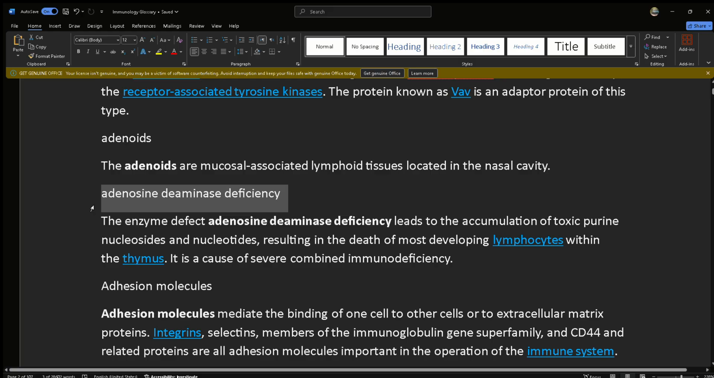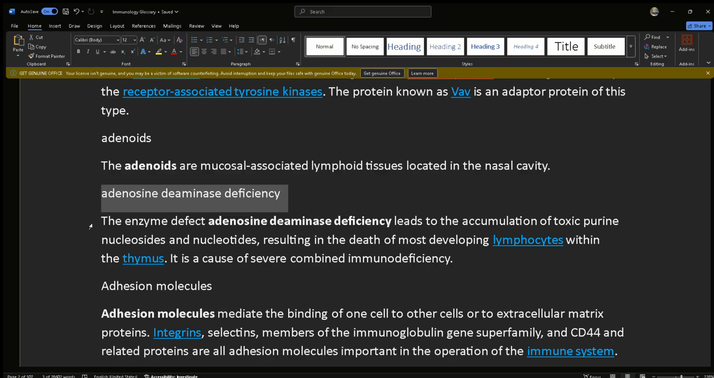Adenosine deaminase deficiency. The enzyme defect adenosine deaminase deficiency leads to the accumulation of toxic purine nucleosides and nucleotides, resulting in the death of most developing lymphocytes within the thymus. It is a cause of severe combined immunodeficiency.